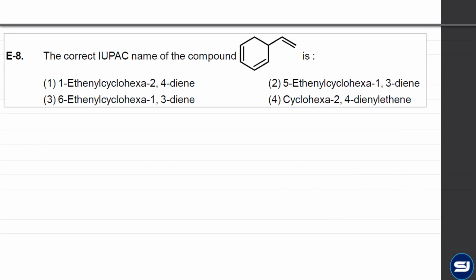Next, the correct IUPAC name of the compound given. Which will be the parent, cyclic or acyclic? Cyclic. And the two double bonds will get the lowest possible numbers, so it will be 1, 2, 3, 4, 5 and 6. You will have to go anti-clockwise; if you go clockwise, this will not get the lowest numbers. Understood? So this will be named 5-ethynylcyclohexa-1,3-diene. That is option 2.